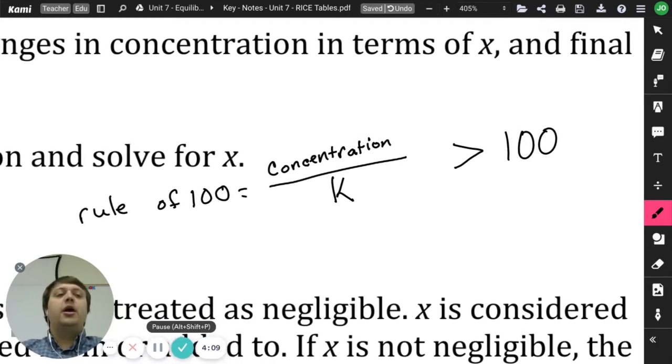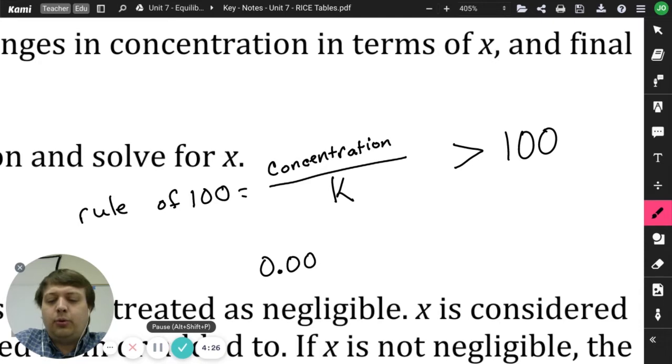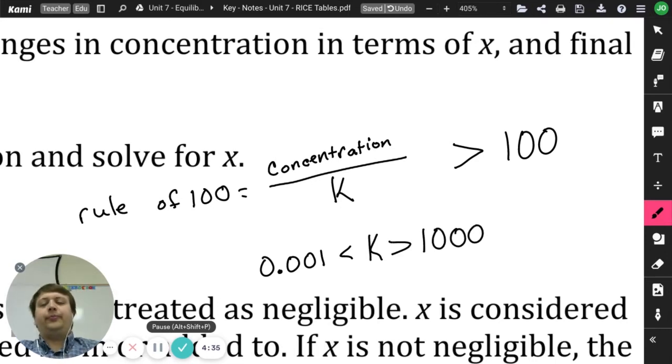Another way that I've been taught to recognize if something is negligible, and this is kind of a generalization, is that if my K value is less than 0.001 or greater than 1,000, then we can assume that it is negligible.